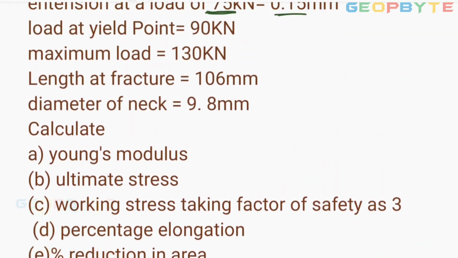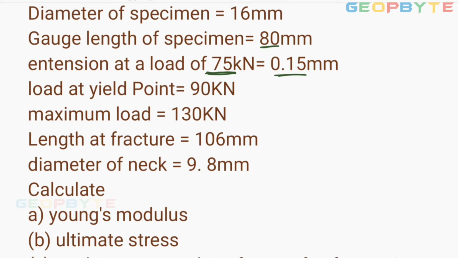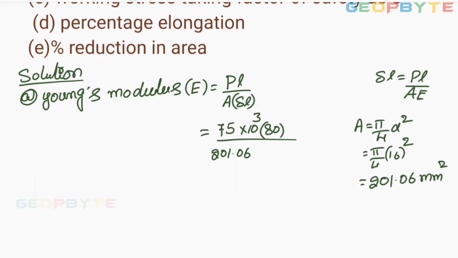So at that 75 kilonewtons, change in length is 0.15 mm, into 0.15 mm. You simplify this value to get Young's modulus, not change in length. Young's modulus is 2 into 10 raised to 5 approximately Newton per mm square. That is the value of Young's modulus.